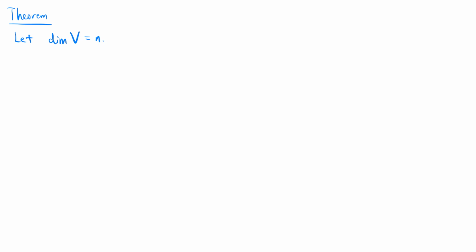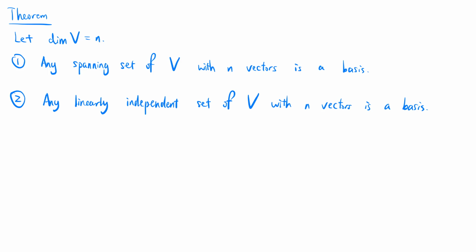Now we are ready to prove this important theorem. Let the dimension of V equal n. Any spanning set of V with n vectors is a basis, and any linearly independent set of V with n vectors is a basis. In other words, if we have a set with the size equal to the dimension of V, for this set to be a basis, we only need to show that it is a spanning set or a linearly independent set. This saves the work of having to show both conditions.